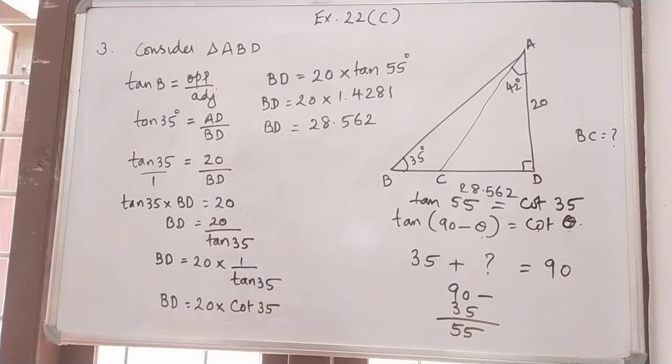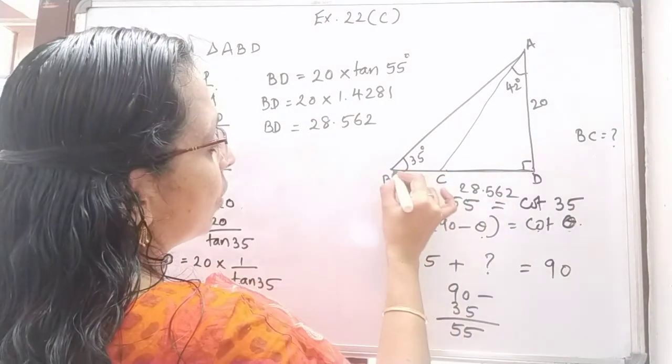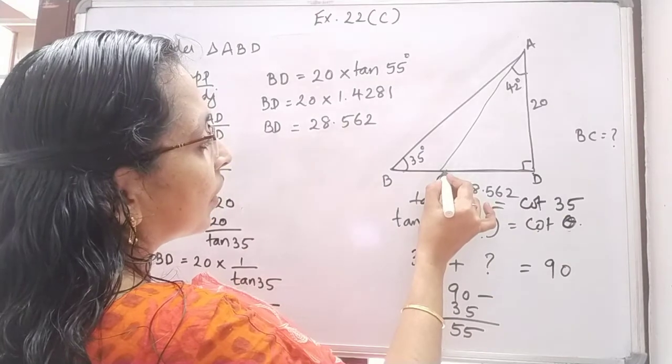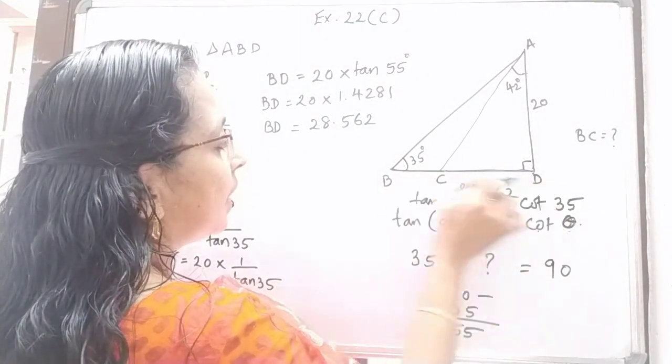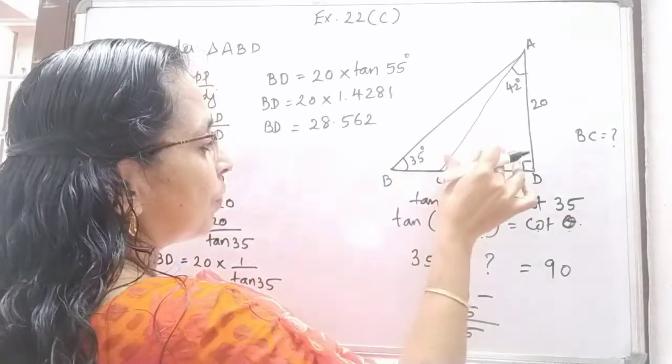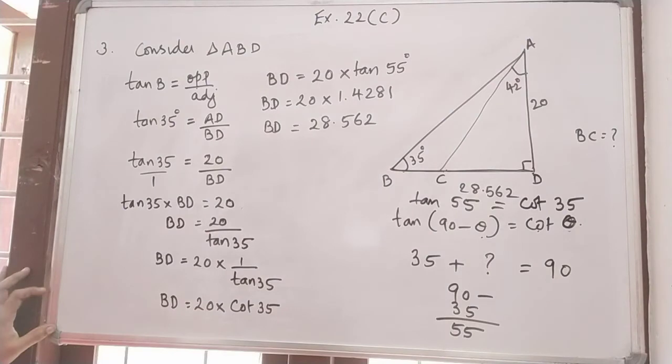So how can we find BC? For finding BC we need which one? BD we got. We need CD. Then only can we subtract and get BC. That is, BD minus CD will be BC. So first find CD. How can we find CD? If we consider triangle ADC.